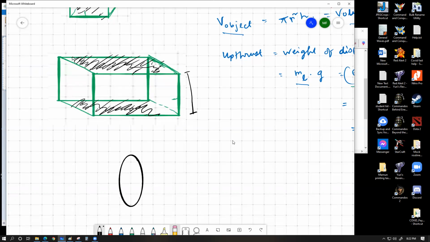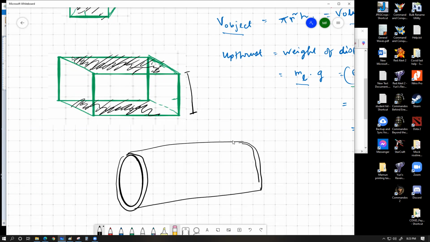Let's say if I draw up a hollow cylinder, let's say this is a hollow cylinder, and let's say the two faces are closed off by two sheet metals as well. So you have some empty space inside the hollow cylinder. Let's say this is the empty space. This empty space is filled up with air.